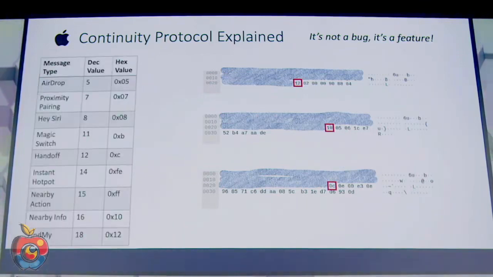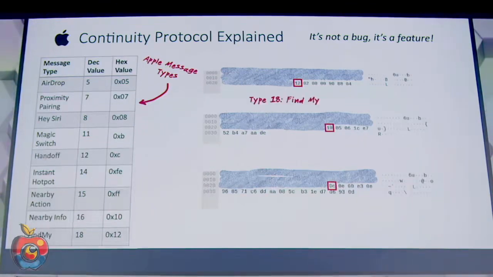So I created this table so that we can figure out what packets we've collected, and these are the Apple message types. I have it in hex and in decimal because even though you can see in the packet it's saying hex 12, if you're trying to use any of the Apple debugging tools, it'll actually present to you in decimal. So you just have to have those conversions on hand. I always call type 18 Find My, but when we collect it, it's actually 12. So just for quick conversions.